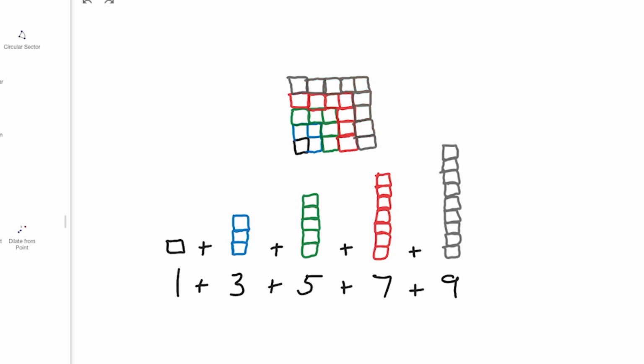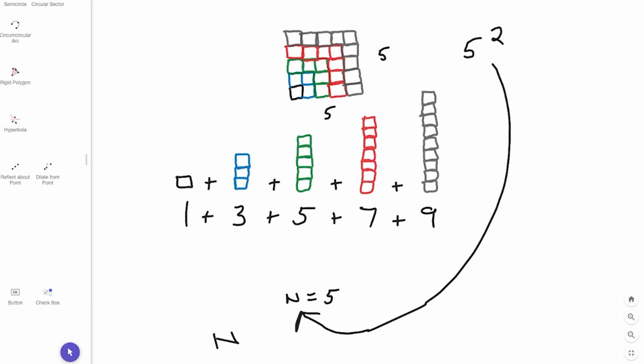Now we've added the colors for that layer, and you can see that we have our first 5 odd natural numbers, there they are, and our square here has side lengths of 5, which means the total number of squares in this is 5 squared, or n squared. So that's the intuition for why the sum of the first n odd natural numbers is always n squared.